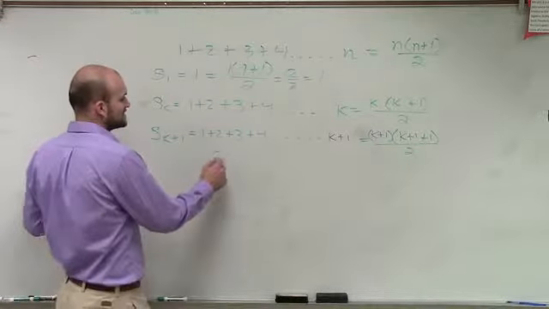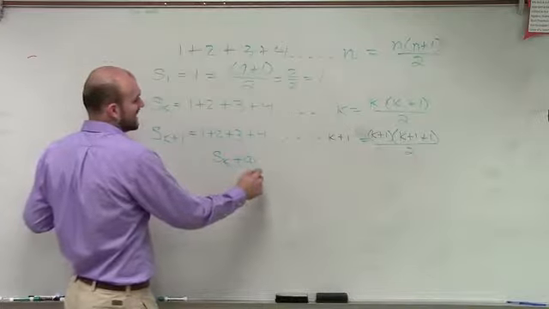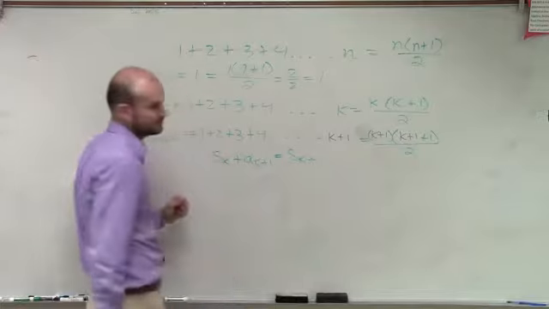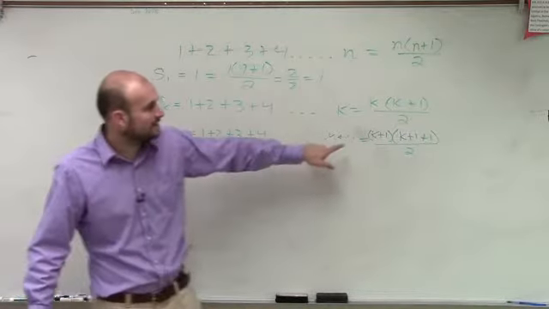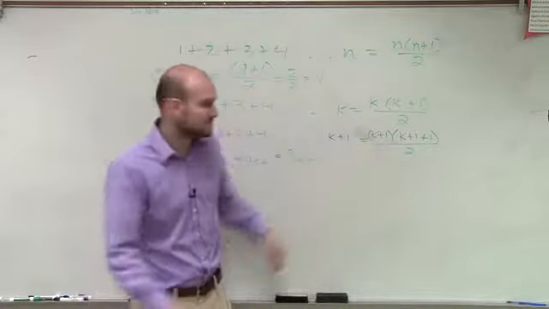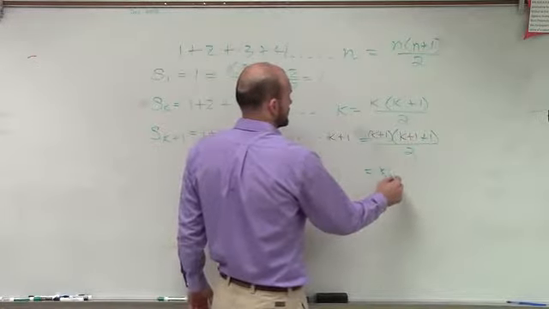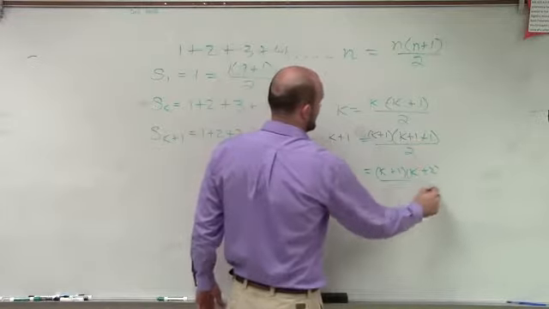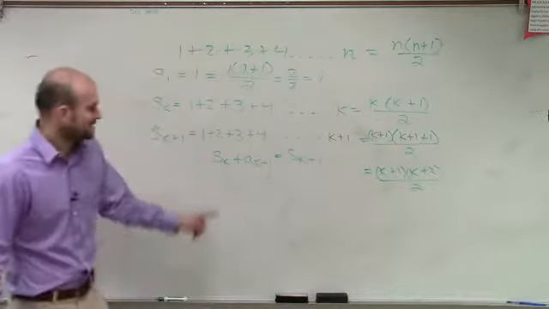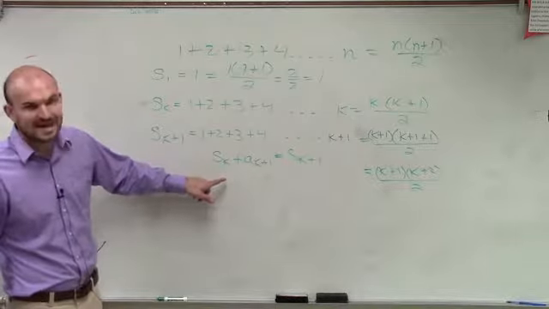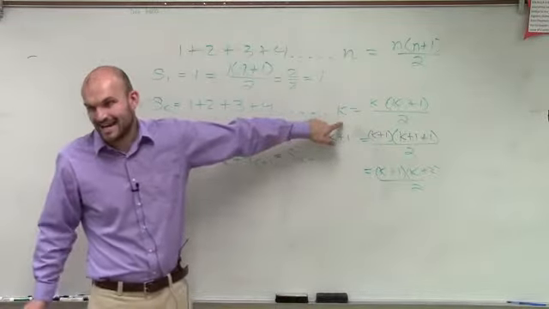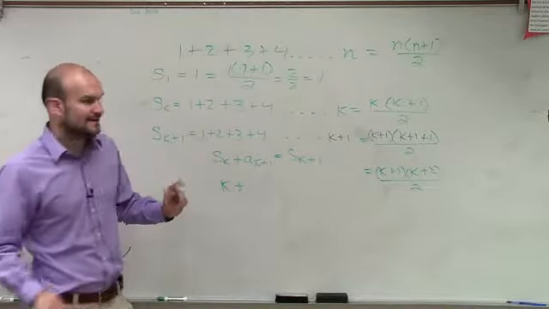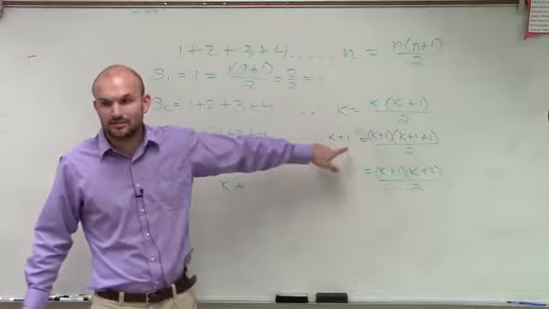So what I need to show is that S of k plus a of k plus 1 is equal to S of k plus 1. So S of k plus 1 is right here. What does S of k plus 1 simplify to? k plus 1 times k plus 2 divided by 2. So what I need to do is take S of k. Well, what is S of k? S of k is just k, plus a of k plus 1, which is just k plus 1 over here.